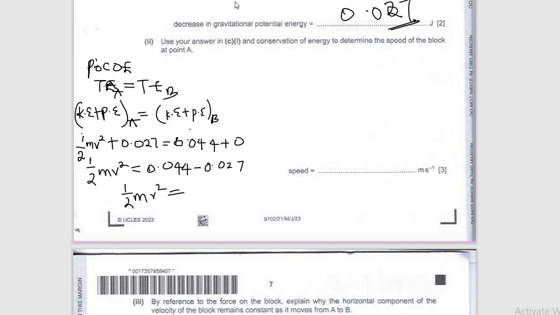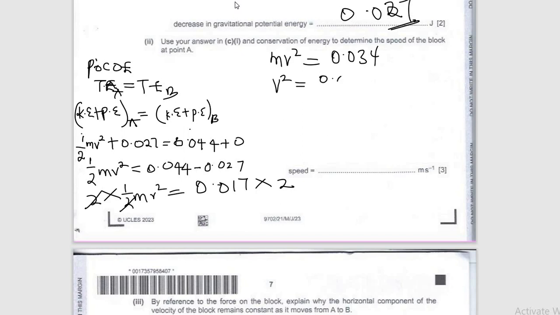0.044 minus 0.027, so we have 0.017. Multiply both sides by 2. We have mv squared equal to 0.034. We're looking for V. V squared is 0.034 divided by mass.